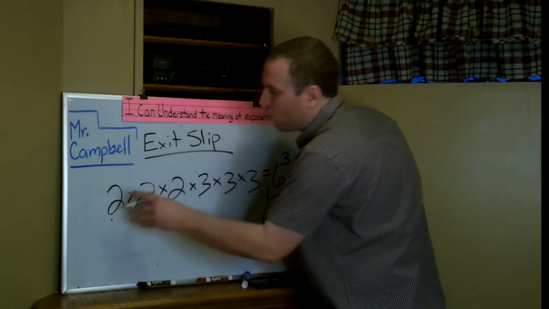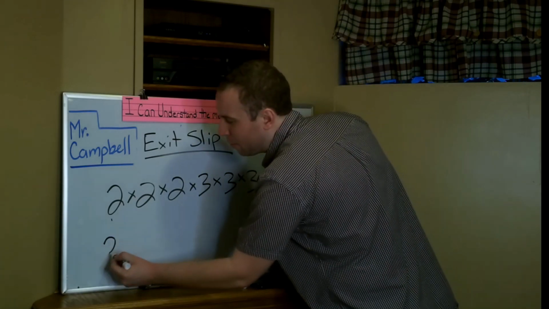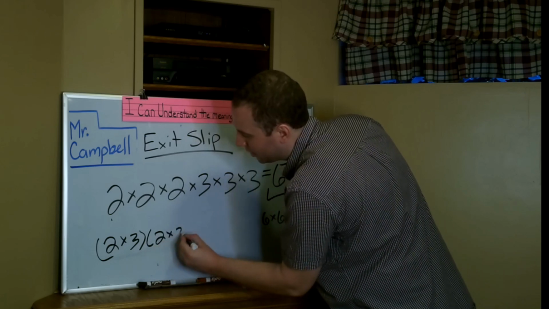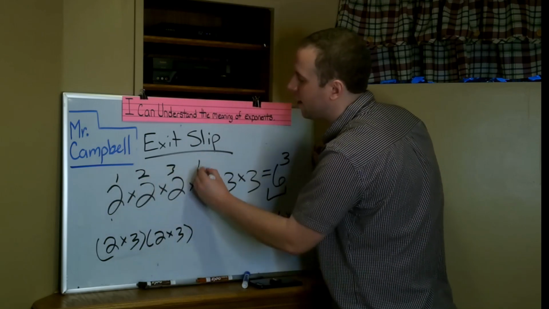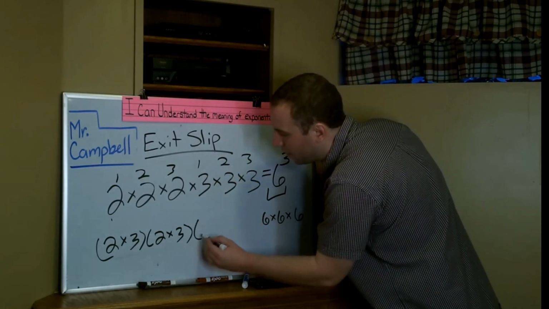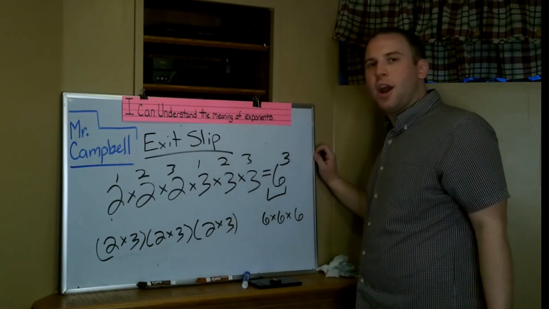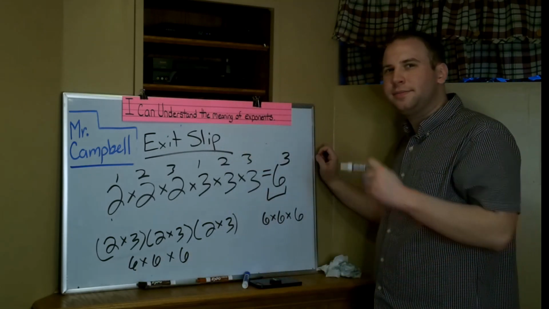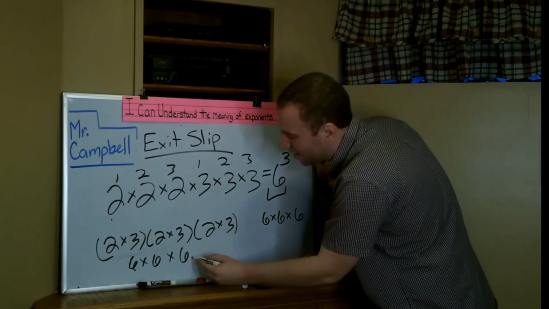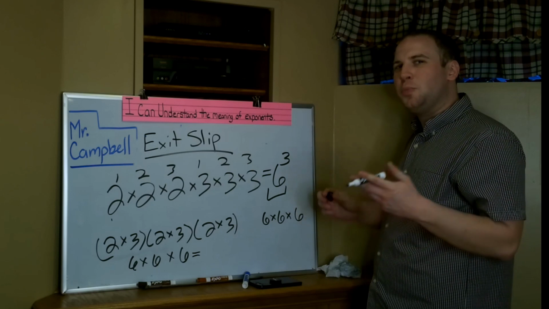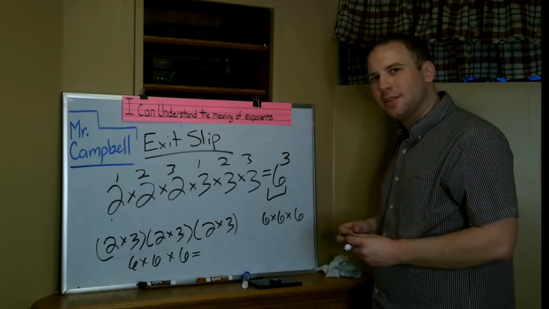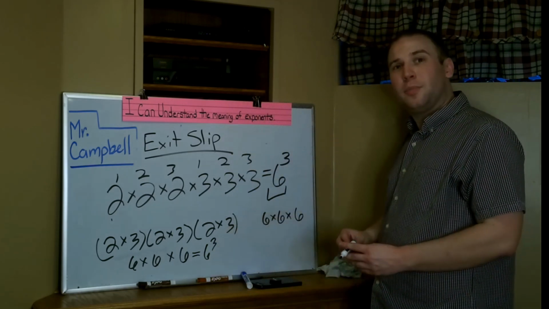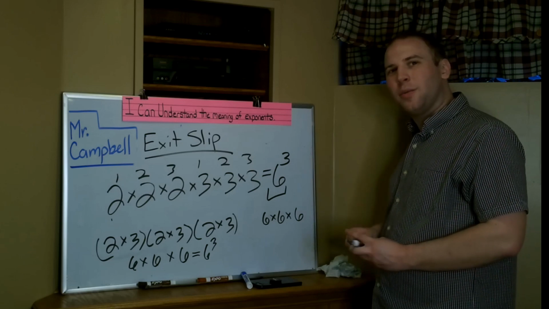If I were to rearrange these numbers around, and let's say I were to pair them up into 2 times 3, because I have 1, 2, 3, and 1, 2, 3, I could pair these up to where I eventually end up with 6 times 6 times 6. 6 times 6 times 6 could be what in terms of exponents? 6 to the third power. So 6 to the third power could equal 6 to the third power.